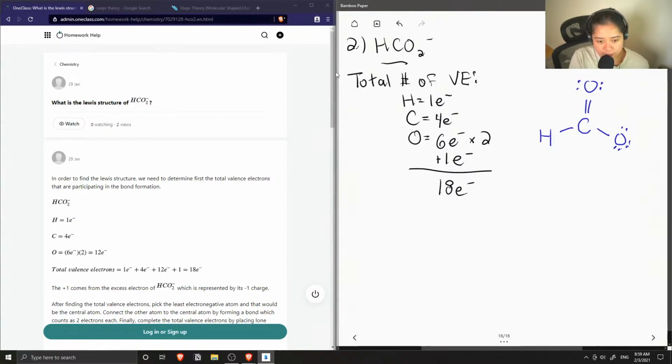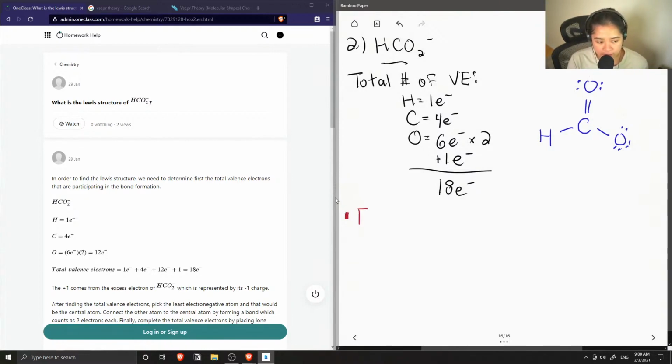Okay, so let me count how many electrons I have in this structure. We have 2 electrons in each bond, and we have 4 bonds, so that is 8. And if we count all of the electrons on the atoms, we have 10. So this brings our electron count to 18, which is good since this is what we need. So now we have our Lewis structure almost done. I just need to find the charges of our atoms.